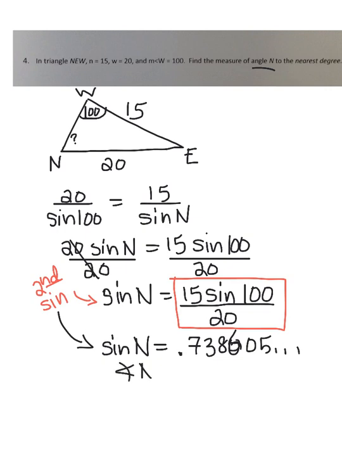Okay, so anyway you do it, angle N is 47.6127, and it keeps going. And we're just going to round this to the nearest degree because that's what the directions ask us to do. So that's going to be 48 degrees.